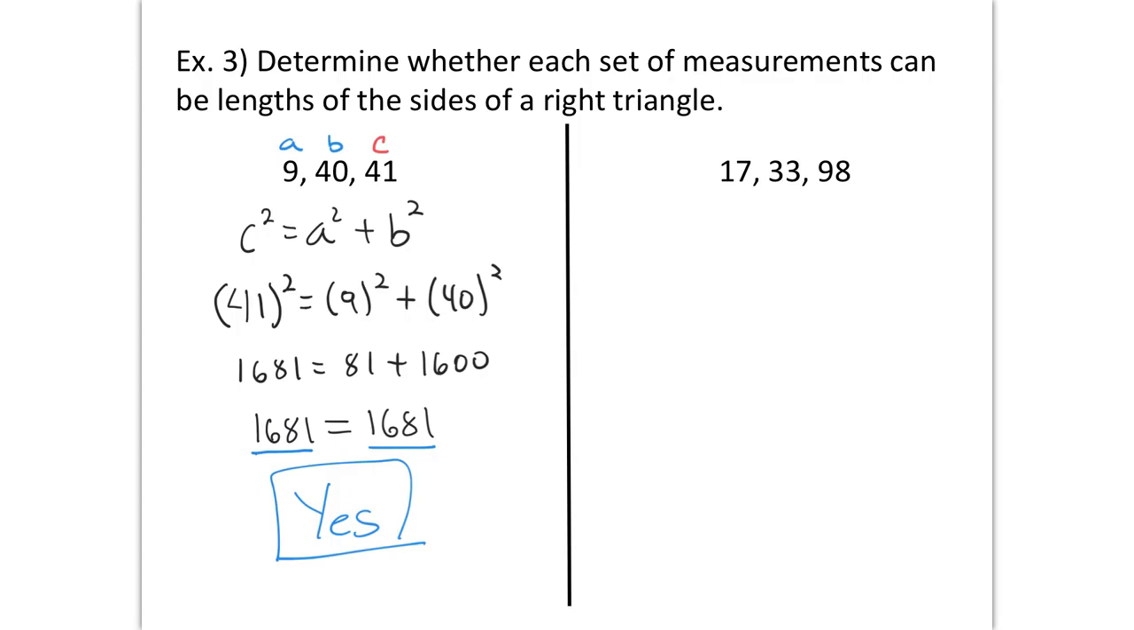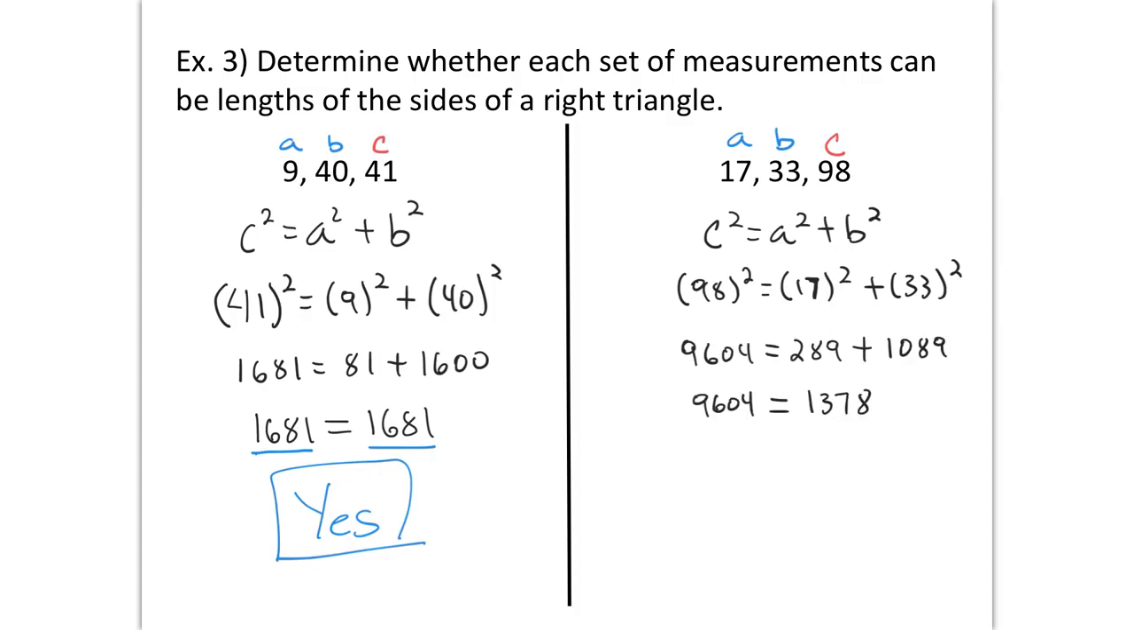Let's look at the one on the right side, the three measurements, 17, 33, and 98. The longest side is going to be my hypotenuse, which is C. The shorter one is going to be A, and the third one is going to be B. I'm going to write down the Pythagorean Theorem, and I'm going to substitute into the theorem. So you have to be careful where you substitute. Make sure you know which one is your hypotenuse, your C variable. So the longest one is going to go into C. We have 98 squared equals A is the shorter one, 17 squared, and B is the other side, 33 squared. You're going to simplify both sides of the equation.